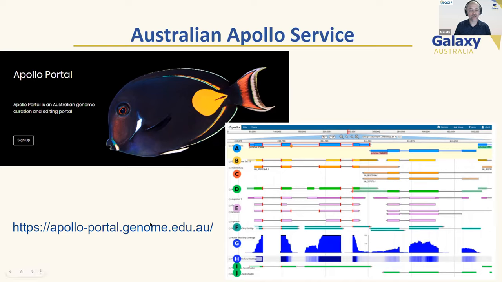Get on to the Apollo portal, genome.edu.au, if this is of interest to you. And currently, we're hosting about 15 different large domains of genome annotation service, and we're expecting that to grow as more and more groups become aware of the service.